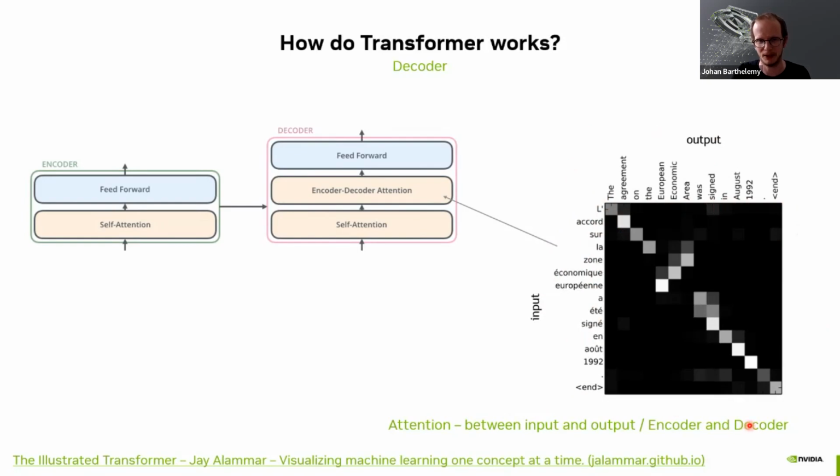So you've got an attention matrix, and the brighter it is, the stronger the association is between the words. So accord and agreement are strongly related. You can see that most of the attention is on the diagonal because most of the words follow the same order between English and French, except for this particular area here. Here, French swapped the order of the words. We've got zone économique européenne, while in English that would be European Economic Area. That's the opposite, which is why you've got this thing here. So the encoder-decoder attention is able to look at associations between input and output. That's very important.